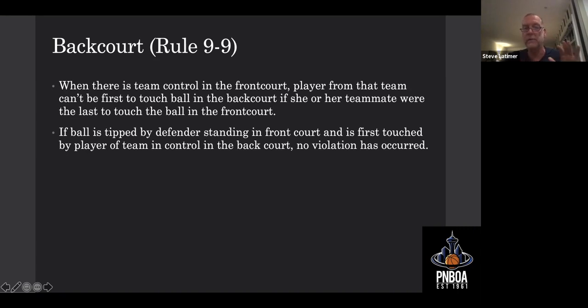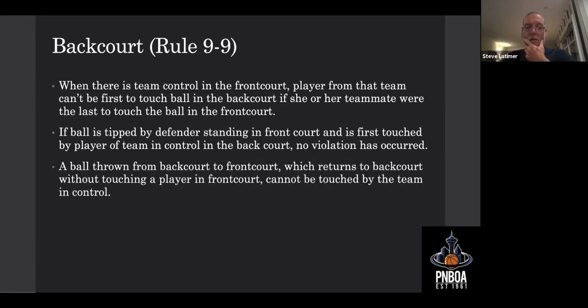Okay, so player A1 is dribbling in the front court. A2 is on the other side of the court. They're throwing a pass between A1 and A2. It gets tipped by B1 into the back court. Anybody can go in the back court and grab it, and it's not a violation.